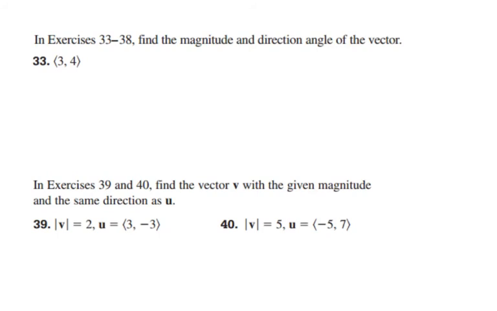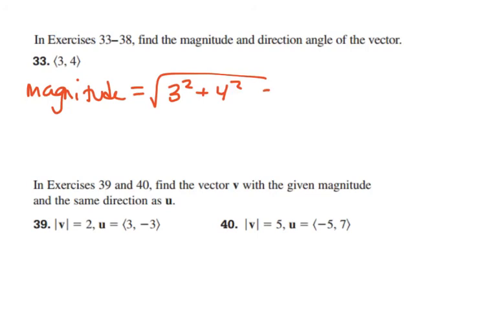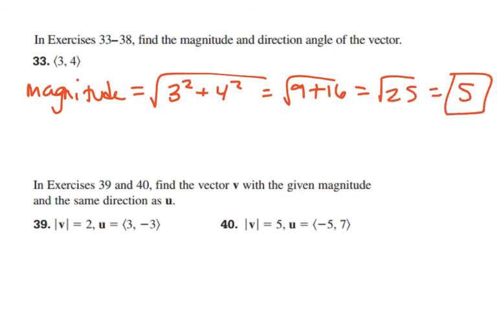Alright, and then the next one, they want you to find the magnitude and the direction angle of the vector. So our magnitude, again, is just taking the first part of the component form, squaring it, and taking the second part of the component form and squaring it. So we'll have 9 plus 16, or 25 in a square root. So, woohoo, 5 for the magnitude.